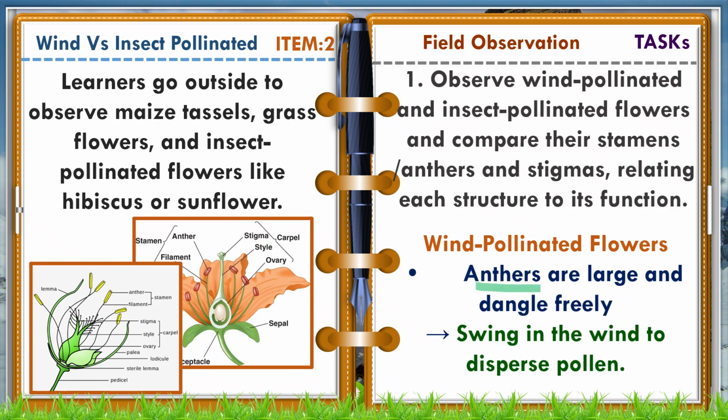The anthers are large and dangle freely. So when you look at these anthers, you can see that they are very large and freely dangling outside. Why? To swing in wind to disperse pollen. They are large and dangling outside so that they can be easily swung by wind, and then they allow the dispersion of pollen.